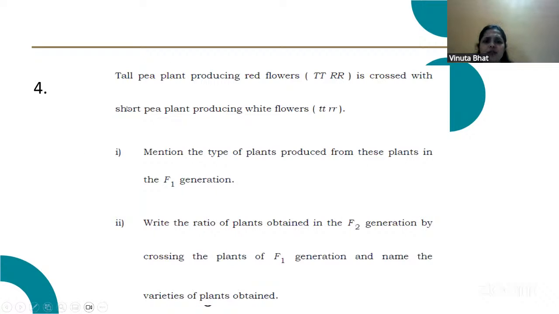Next, this is also the same kind of question. A tall pea plant producing red flowers is crossed with a short pea plant with white flowers. Mention the type of plants produced in the F1 generation. Then write the ratio of the plants obtained in the F2 generation by crossing the plants of the F1 generation, and name the varieties of the plants. So this is a 5-mark or 4-mark question. Please try to solve this question.